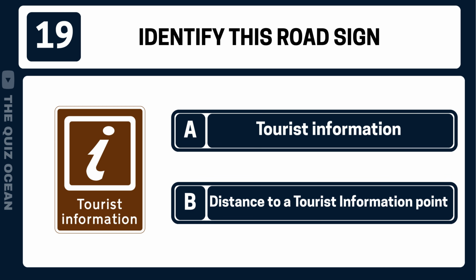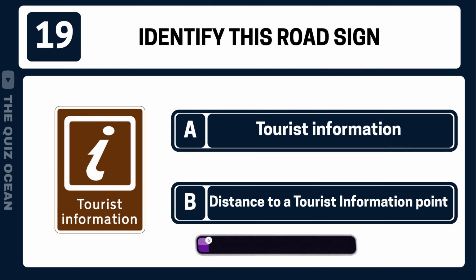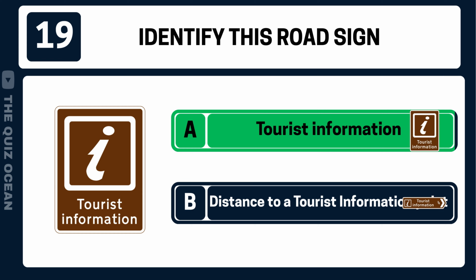Identify this road sign. A. Tourist information. B. Distance to a tourist information point. Well spotted. This sign marks a tourist information point.